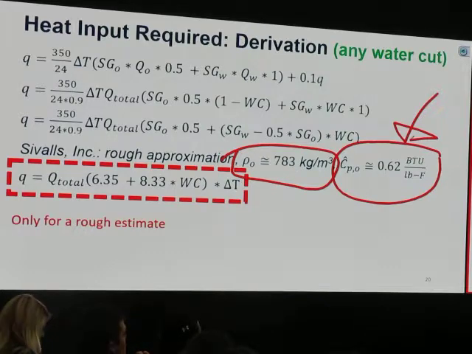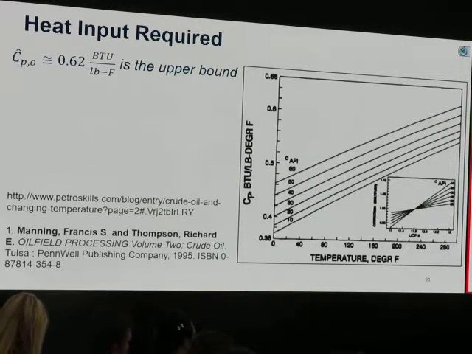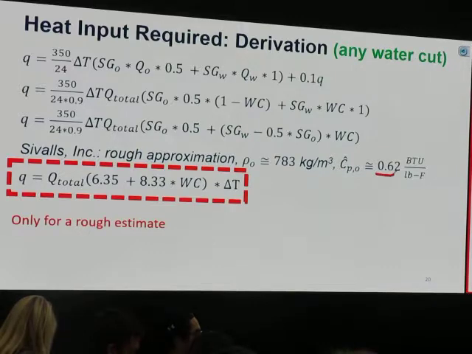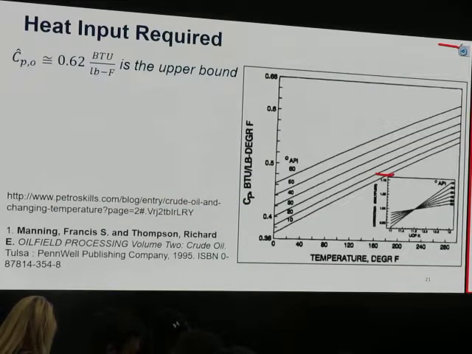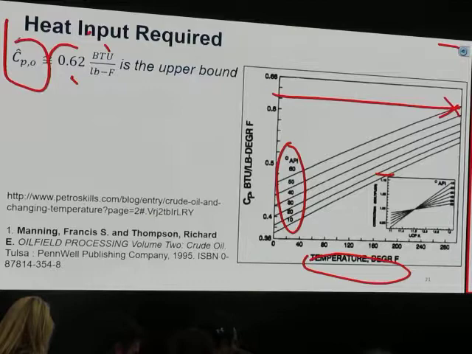It's a conservative way to do that approximation. When you look at the chart, Cp of oil can be anywhere. It doesn't need to be 0.62. It depends on several factors: API gravity and temperature. Different temperature, I have different specific heat capacity. Different API gravity, it has different value. But 0.62 is the upper limit over there, so it will be a conservative approximation. We want to know the maximum possible amount of heat, so we use the maximum possible value of Cp. Good? You like this? Alright.